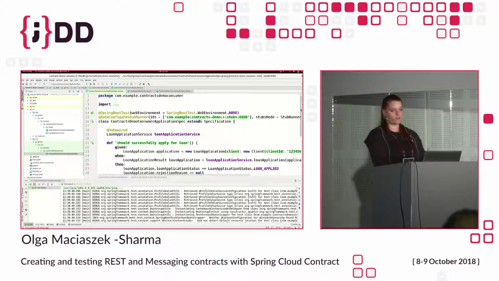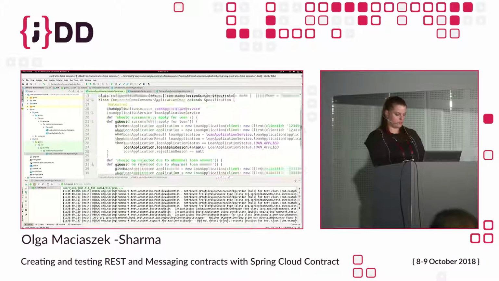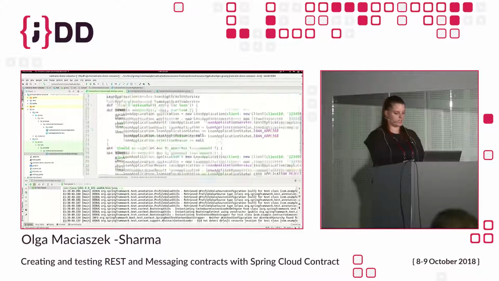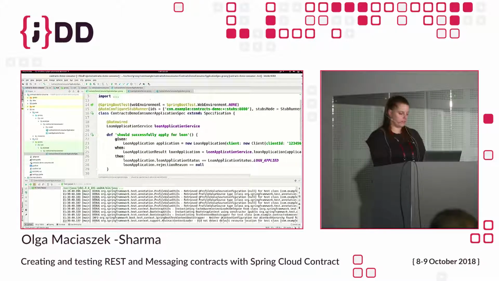We have not run a WireMock instance. We have not run anything. And we are just using this auto-configure stub runner that was on the slides, the annotation. We pass that this is our producer. We pass the IDs, and we have a normal test that would verify the communication. The same test could be run against a running producer app.